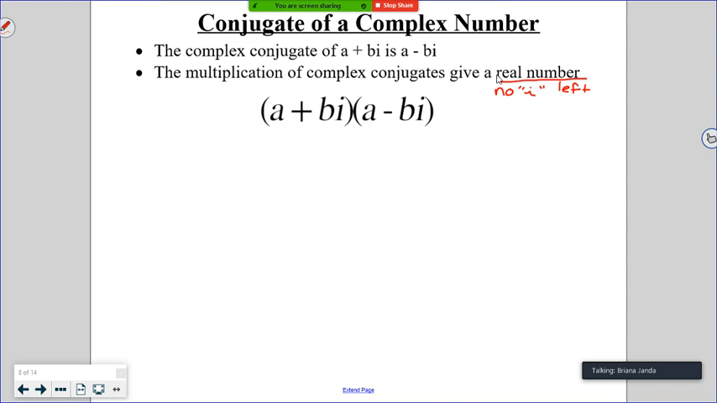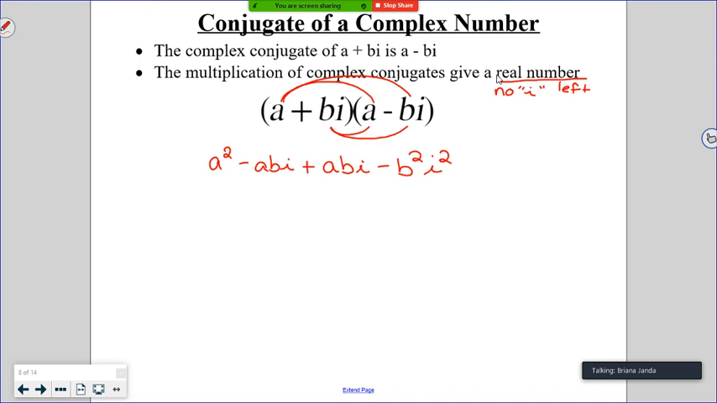If I were to just use these sample numbers here, it would be my first number times my first number, and when I FOIL, which would be a squared. And then a times negative bi would be negative a times bi. And then a times bi would be a bi. And then here, b times b is b squared, negative b squared. And then this would be an i squared, okay?